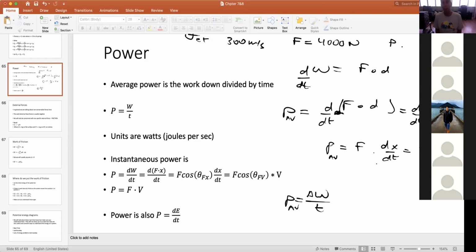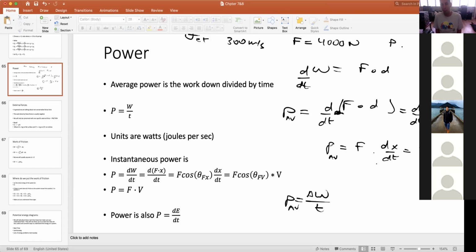The units of power are watts. They're a joule per second. Watt was another famous steam engineer. But there's really not a lot to power. It's just the time derivative of the work. And really, power is pretty useless. It's impressive, but it's not that useful, to be honest.